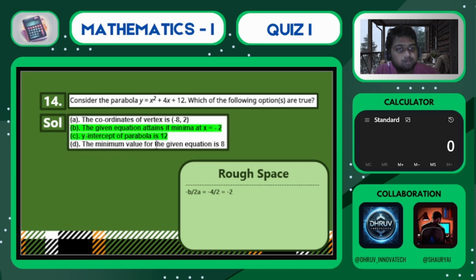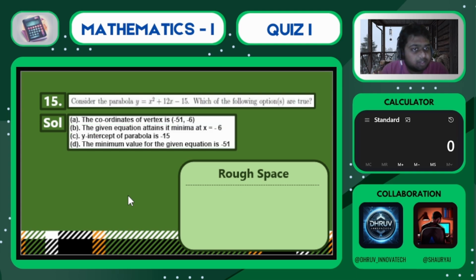उसके बाद मिनिमम वैल्यू ऑफ द गिवन इक्वेशन इज 8. इसे फाइंड करने के लिए आपने जो वर्टेक्स निकाला है उसी को सब्स्टिट्यूट कर दीजिए इक्वेशन में. लेट्स से (-2) स्क्वायर इज 4 प्लस -2 into 4 is -8 plus 12, which is 16 minus 8, which gives 8. So आपका जो लास्ट ऑप्शन है वो भी करेक्ट है. इसके लिए बी, सी और डी करेक्ट है, बस ऑप्शन ए इनकरेक्ट है क्योंकि वर्टेक्स के कोऑर्डिनेट्स -2, 8 है.